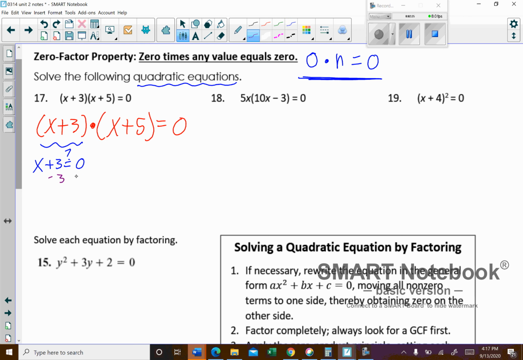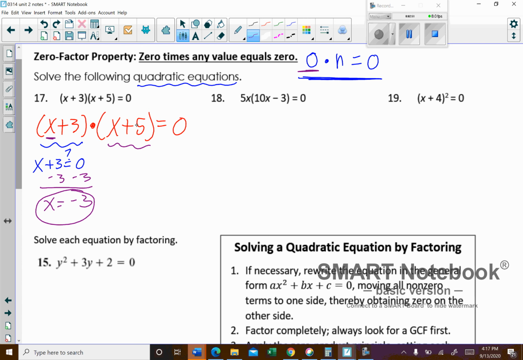You would subtract 3 from both sides, and it'd be x equals negative 3. If I were to let x equal negative 3, this would turn into a 0. Now, this would turn into a 2 over here, but that would make no difference because I'd end up with 0 times 2. Well, 0 times 2 would be 0, right? So that's one of my answers, right?